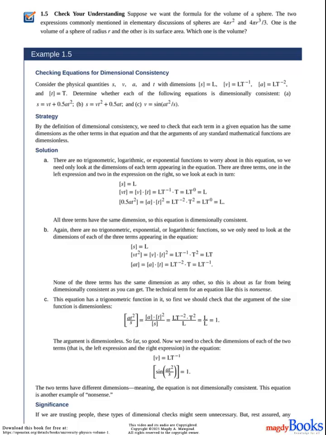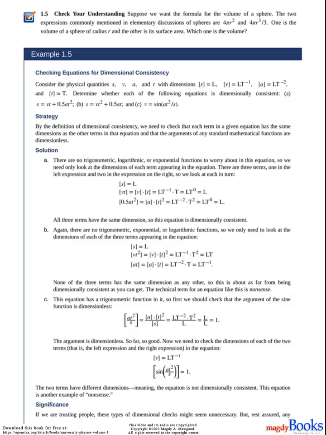Example 1.5. Checking equations for dimensional consistency. Consider the physical quantities s, v, a, and t, with dimensions [s] = L, [v] = LT^-1, [a] = LT^-2, and [t] = T. Determine whether each of the following equations is dimensionally consistent. A: s = vt + 0.5 a t squared.